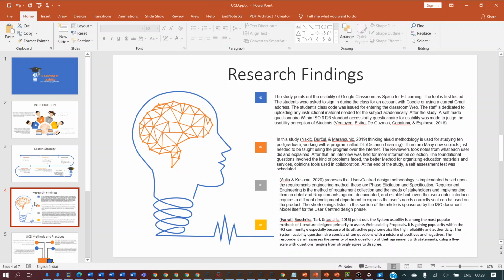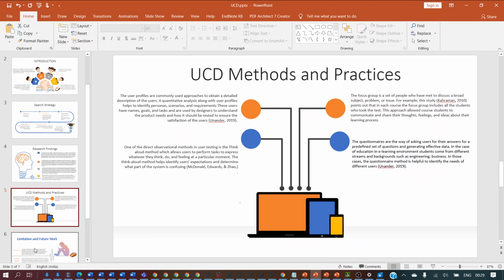Also, there were related studies, where the Alivina and Cosma 2020 paper proposes a user-centered method which implemented a requirement engineering method that includes space illustration and specifications. Also, there was a paper by Harati in 2016 which points out system usability is among the most common methods, where the respondents assess each question on a 5-point scale, from strongly agree to disagree. So the next is some of the UCD methods and practices.